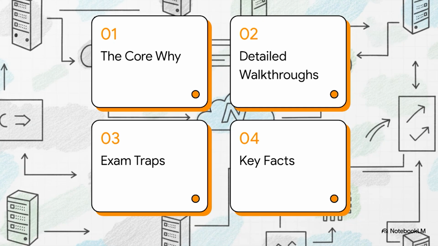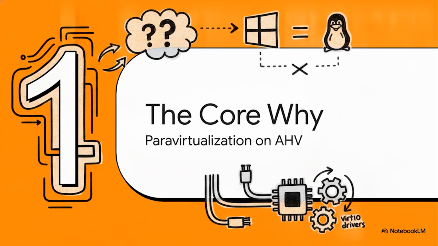Okay, let's dive into this roadmap for today. 1. The core why. 2. Detailed walkthroughs. 3. Exam traps and edge cases. And 4. Key facts. Section 1. The core why. Understanding paravirtualization on AHV.